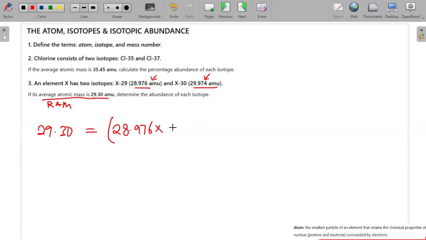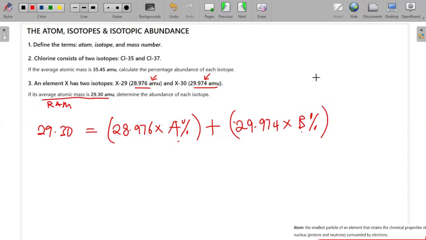28.976 multiplied by the percentage abundance that we don't know. So we'll say let that percentage abundance be A%. And then plus, here now we're getting the mass of the second isotope, which is 29.974 multiplied by its percentage abundance. So we're just going to say its percentage abundance is B%. So we know that if I add this percent and this percent, I should get 100. So A plus B should be 100, meaning that B is the same as 100 minus A. Just like we did for the Y, it was 100 minus X.